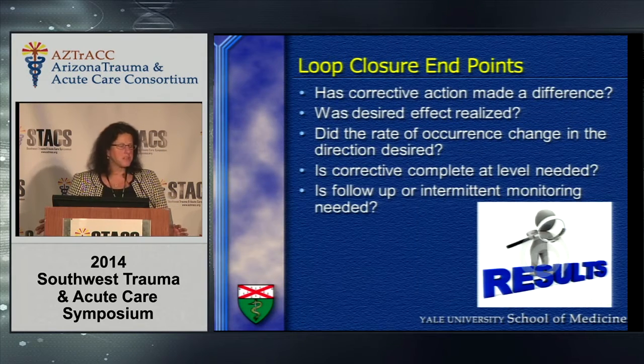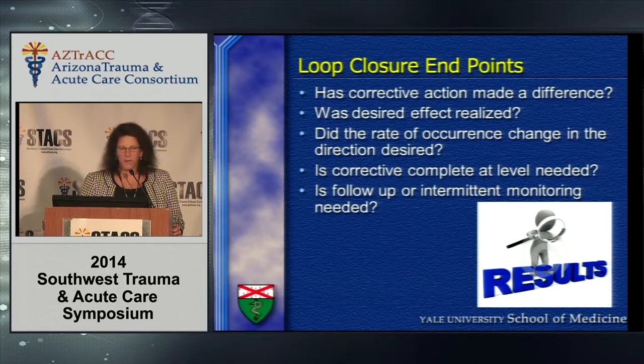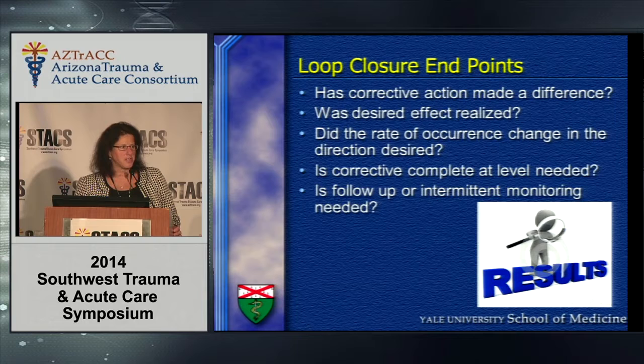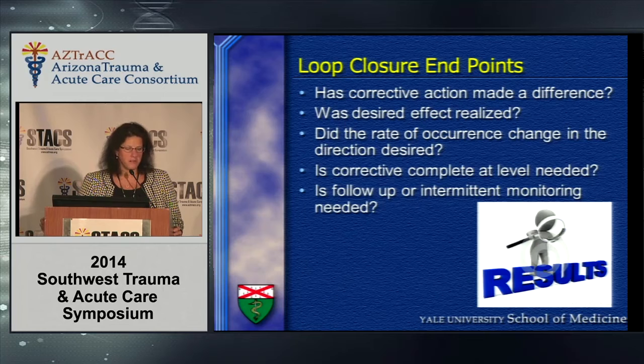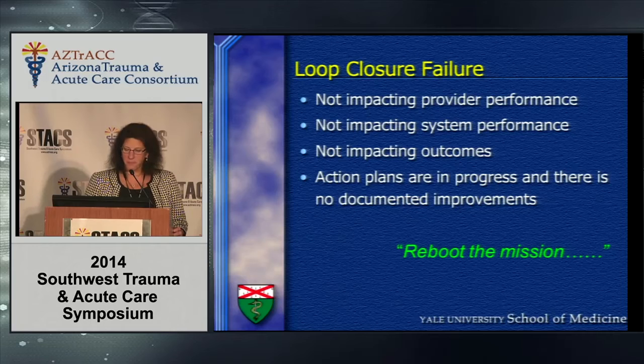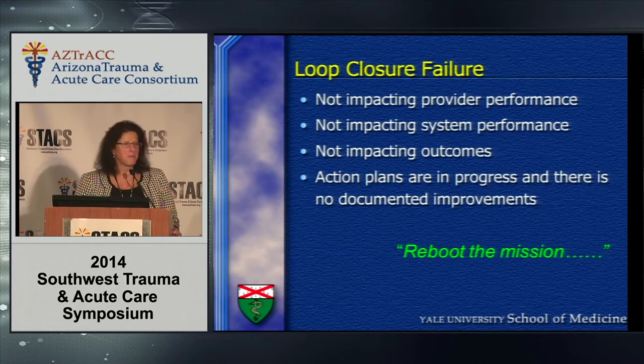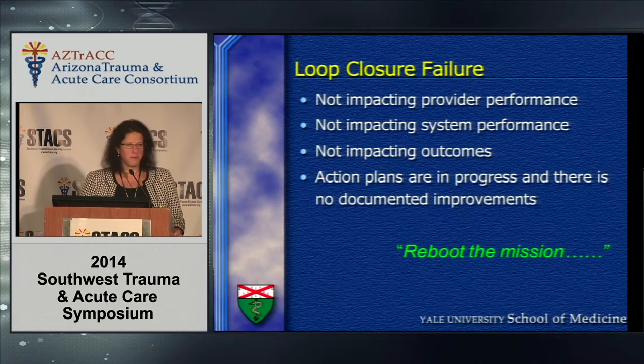So the questions you should ask yourself as you're looking at your loop closure is, has the corrective action made a difference? Was the desired effect realized? Did the rate of the occurrence change in the desired direction? Oftentimes it does, and then it tends to drift back towards the status quo. Is the correction complete at the level needed? And do you need to continue to monitor? And I submit to you that you really do, because again, people will drift back towards the status quo. So loop closure failures are not impacting provider performance, not impacting system performance, or not impacting outcomes. And sometimes you just have to reboot the mission and start over.